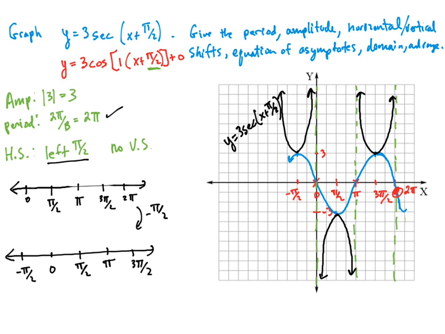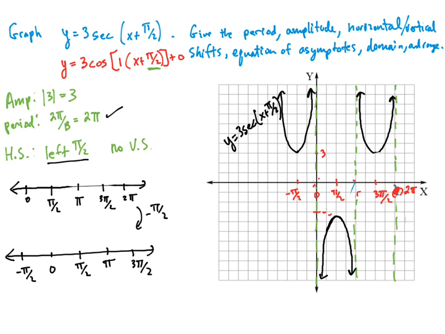Okay. Now, it's okay to leave the cosine portion of the graph on here. It just might be a good idea to label it. So this is y equals 3 cosine of x plus pi over 2. We could also erase the cosine portion, so we just have the secant graph. So it would look something like that. All right, now let's find the remaining pieces. We want the asymptotes and the domain and range.